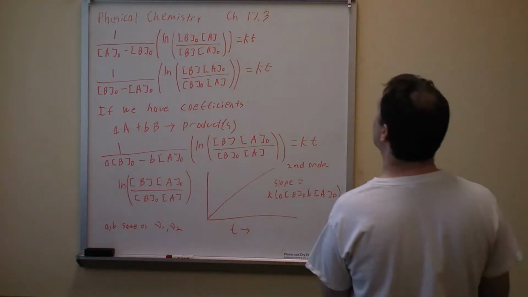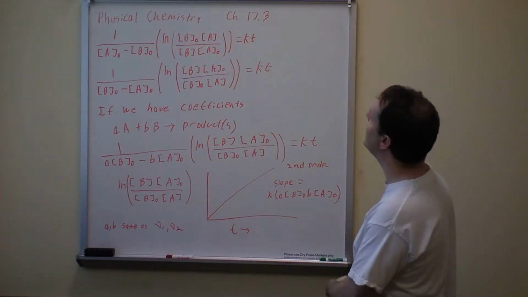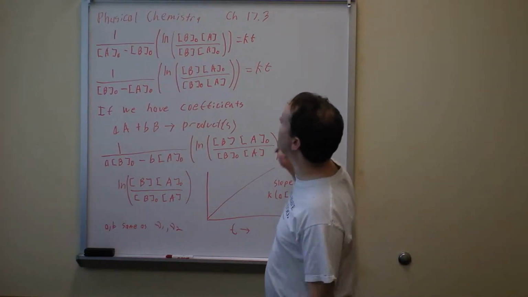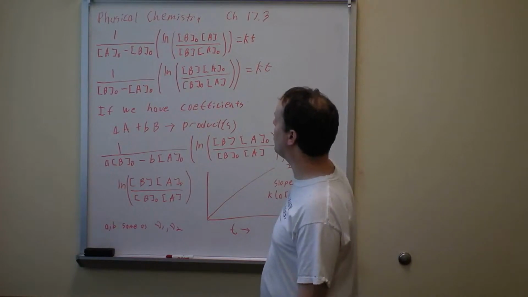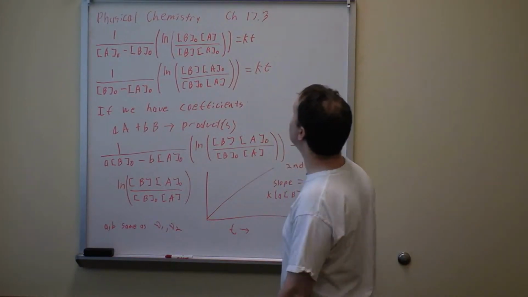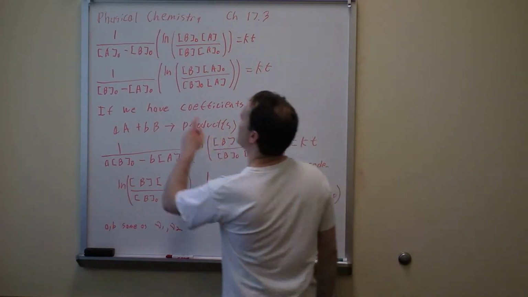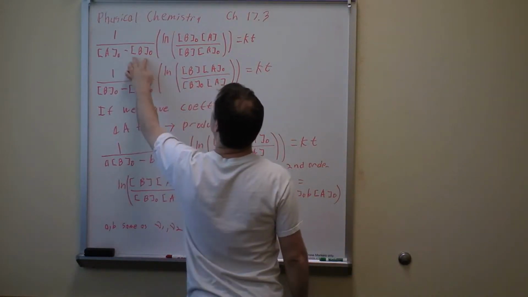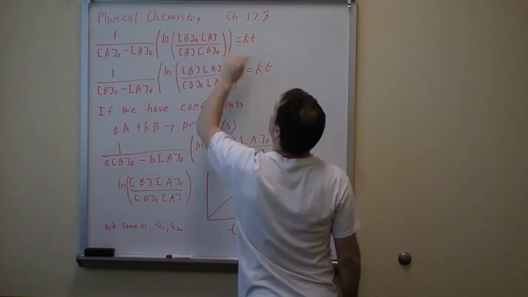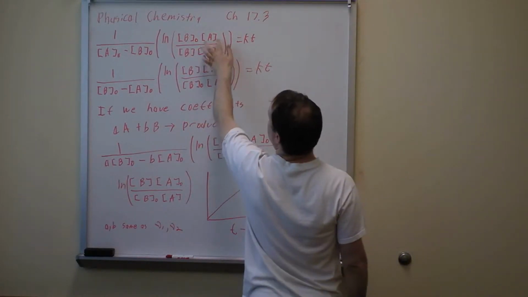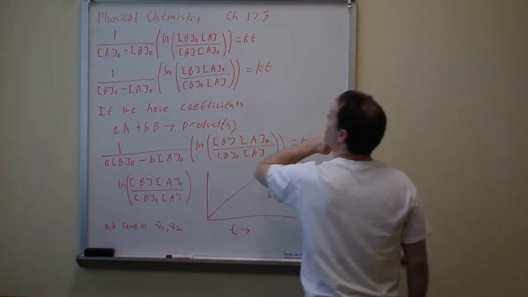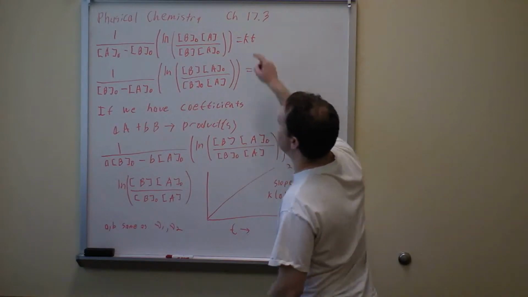All right, continuing on physical chemistry, chapter 17. So continuing on the derivation we had before using integration, we just integrated, so now we put it back into the original equation after doing the integrals. So now we have 1 over the initial concentration of A minus the initial concentration of B times the natural log of this whole quotient here, the initial concentration of B times the concentration of A divided by the concentration of B times the initial concentration of A, equals kt.